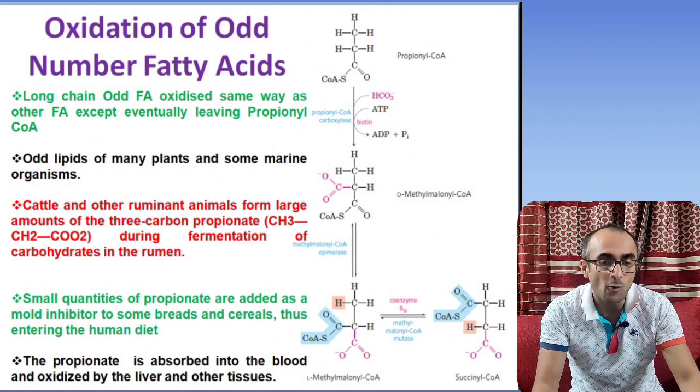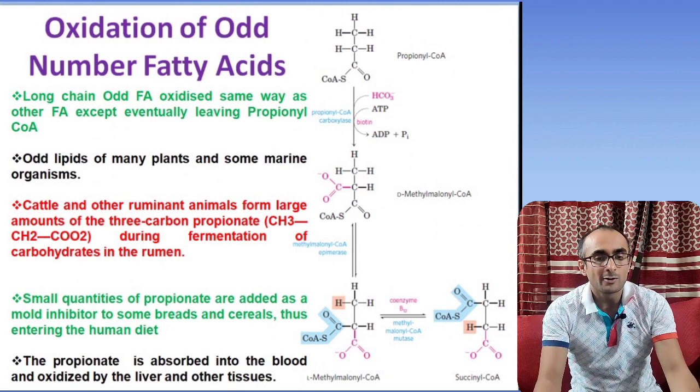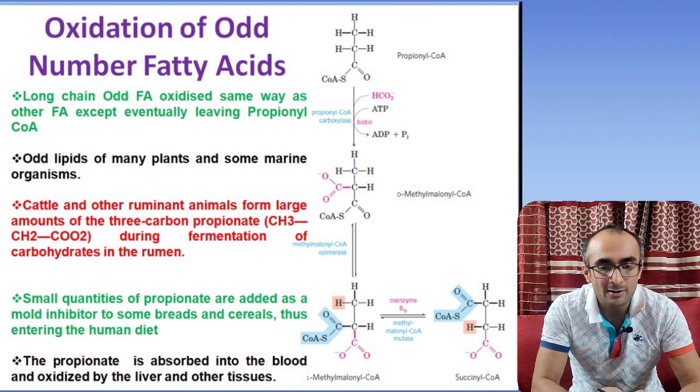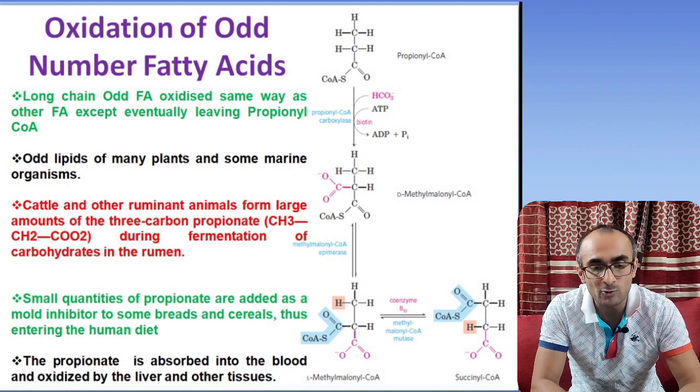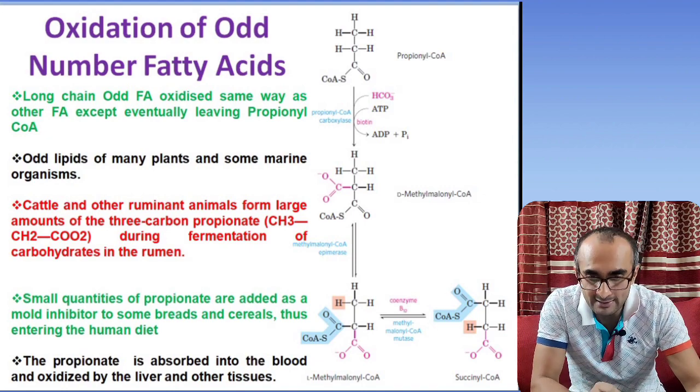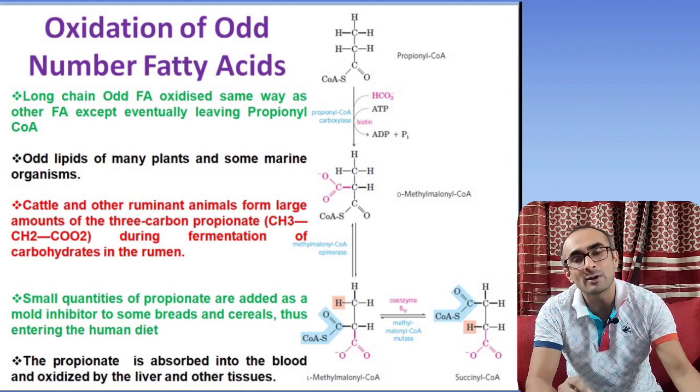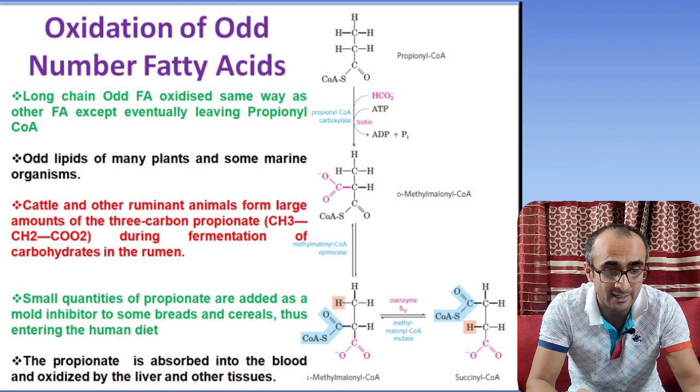Now the oxidation of odd number fatty acids. A long chain odd number fatty acid is oxidized in the same way as other even chain fatty acids are oxidized using beta oxidation steps, but in this case the last product is not a 2 carbon atom unit, but a 3 carbon atom coenzyme A, called propionyl coenzyme A.